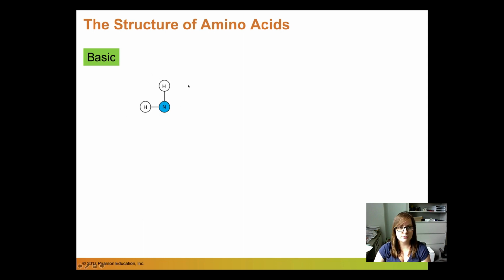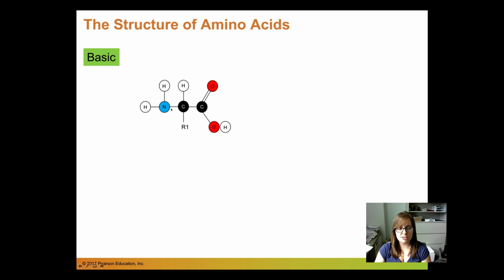Here's our amino group. Remember, that's a nitrogen bound to hydrogen. And here's our carboxyl group, right? A carbon with a double bond to oxygen and a bond to a hydroxyl group. And these two, this amino group and this carboxyl group, are joined to a central carbon. And that central carbon has a hydrogen and it has a side chain that we often represent as R. So this is the basic structure of an amino acid.